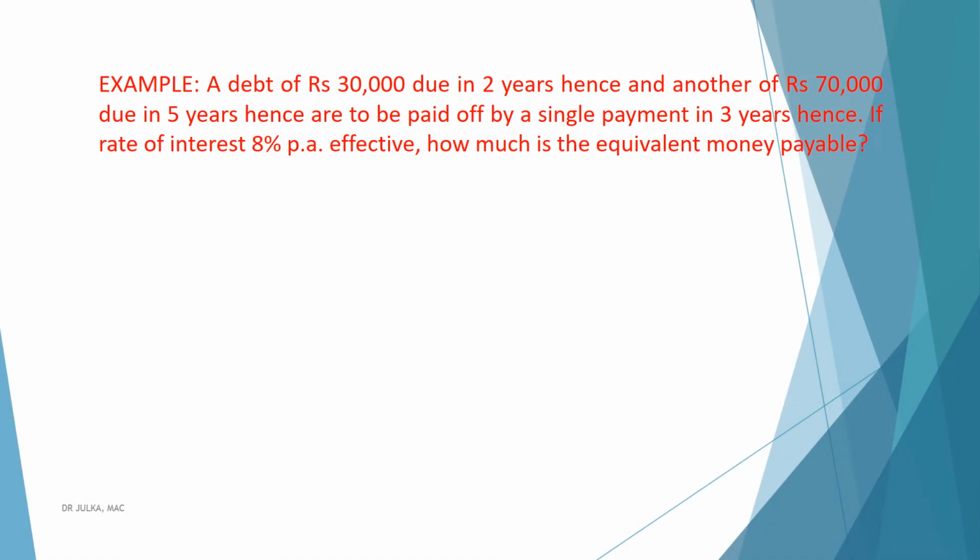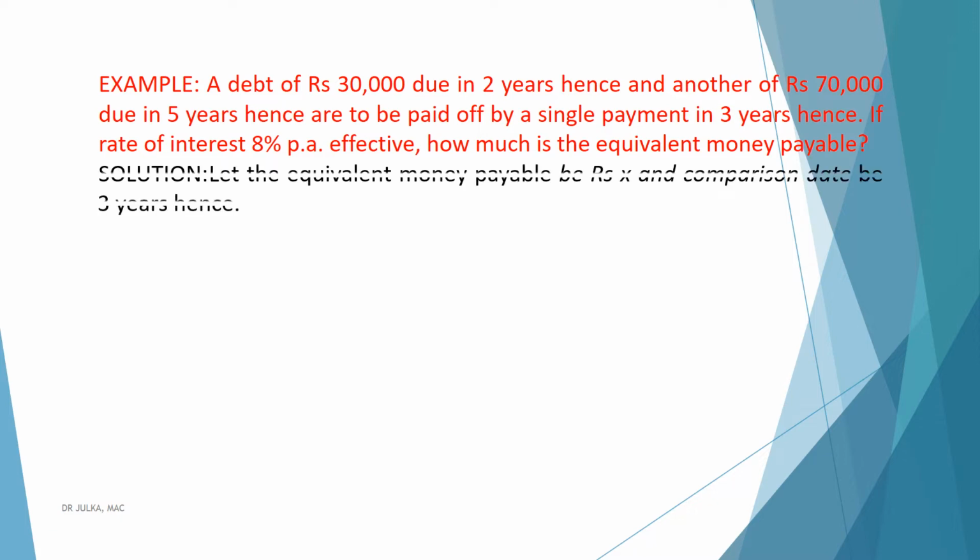In our first example, a debt of rupees 30,000 due in 2 years hence, another debt of rupees 70,000 due in 5 years hence are to be paid off by a single payment in 3 years hence. If rate of interest is 8% per annum effective, how much is the equivalent money payable? Let the equivalent money payable be rupees X and the comparison date be 3 years hence.